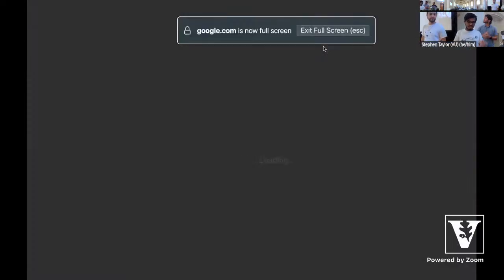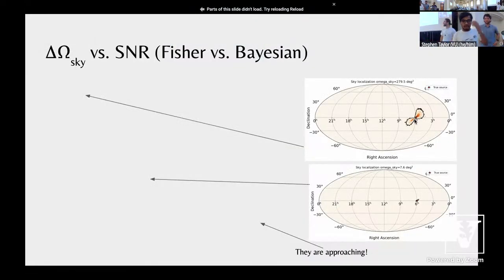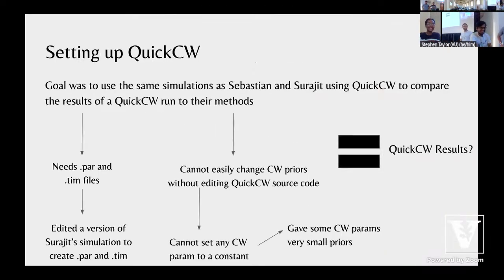And this is the sky localization for SNR 5, which is bigger. And this is for SNR 20, as you can see at the bottom. So that's smaller, and this is the 68% credible region. And that's what we did with the MCMC, the fake MCMC. And now I'll hand over to Niana to talk about Quick CW. I'm going to hand it over to Alan first.